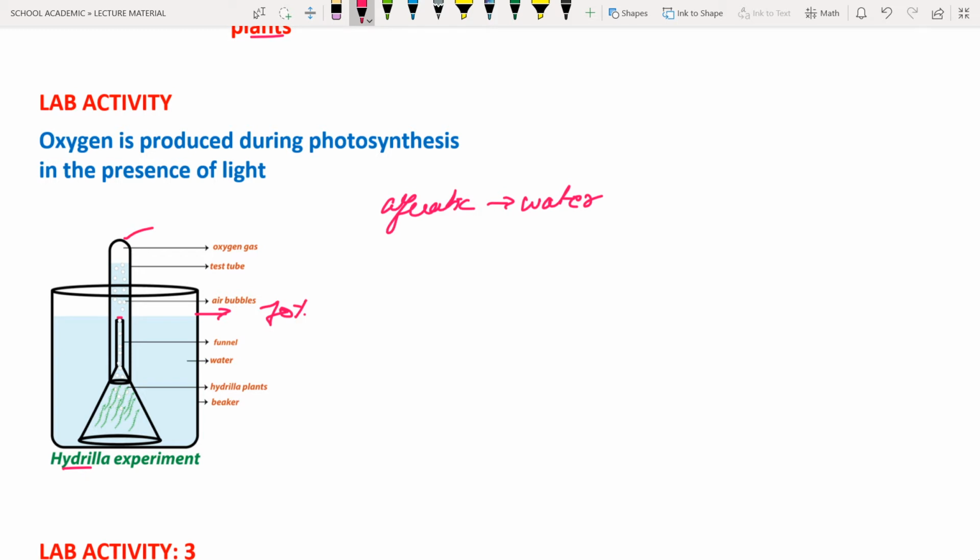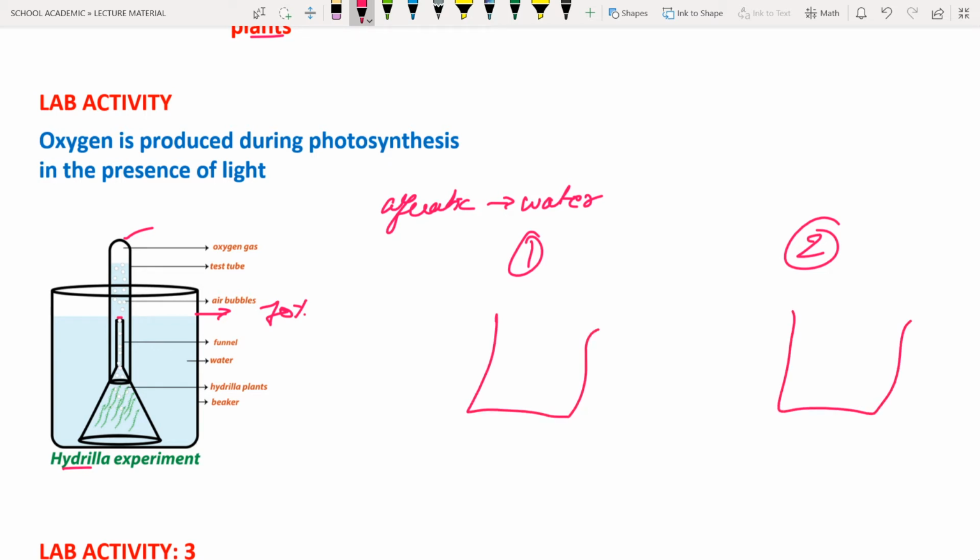We have to take two sets, set 1 and set 2. We keep set 1 in the dark room, and we keep set 2 in bright sunlight. Next, we have to wait for 3 hours.